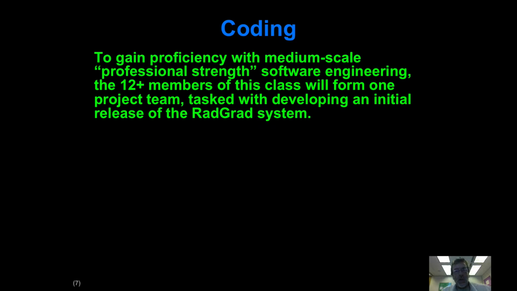Okay, and so the coding part is going to be building a relatively complicated program called RadGrad, and we'll all be working together on this single project. So there's going to be 12, counting me. There's 15 people enrolled right now, I think. When you add me in, that's 16 developers in a single team, so that's a fairly large development team, and so we'll see how that goes. I'm sure there will be issues involved in the size of this team, and that will be an important learning experience.